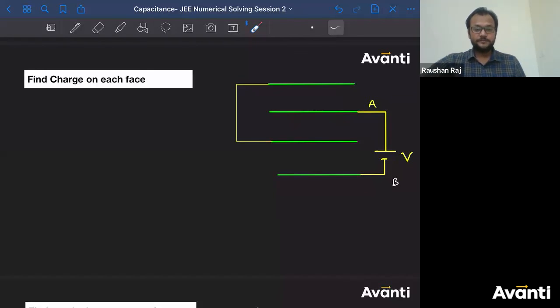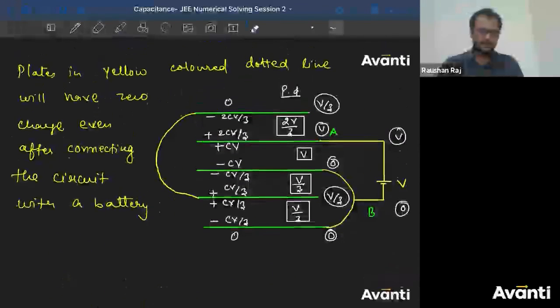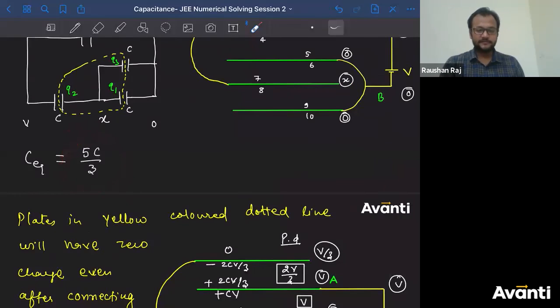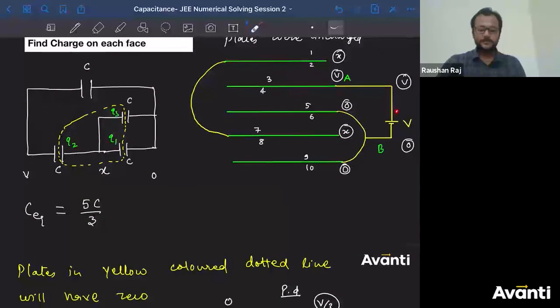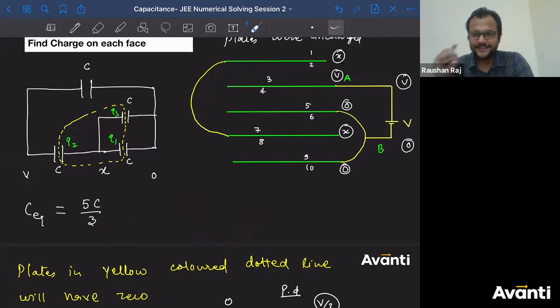Okay, in the last question, sorry for this, a few of you were asking, sir, what is the significance of C equivalent? Look, I will tell you what the significance is. What is the value of C equivalent? 5C by 3. So what is the total charge that this battery will provide? Write the answer in the chat. The answer will be 5 CV by 3. That means the battery must provide 5 CV by 3. If you know this, you can verify whether you have got the correct answer or not.